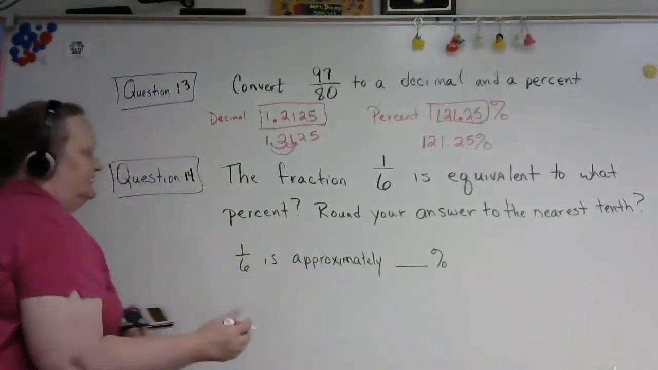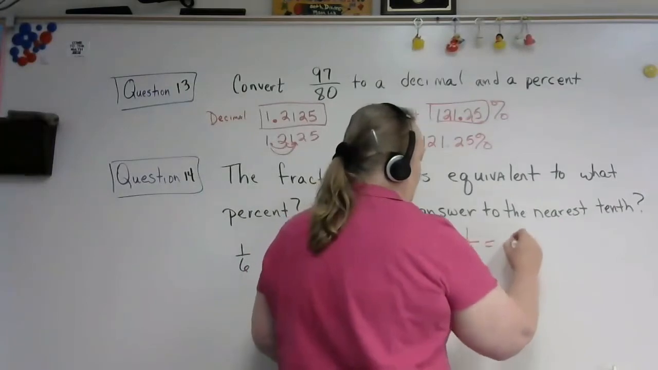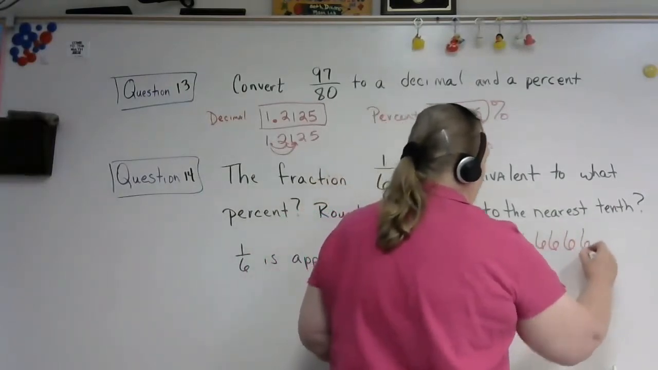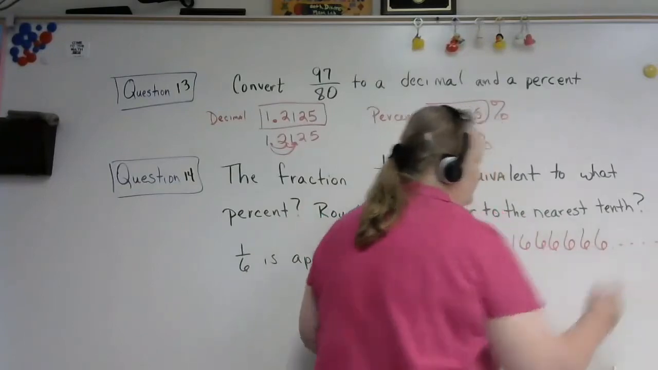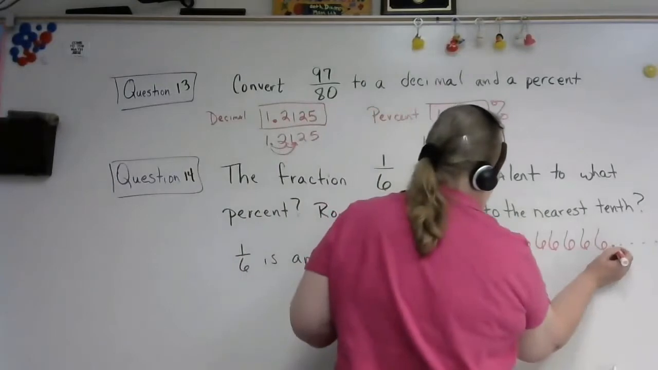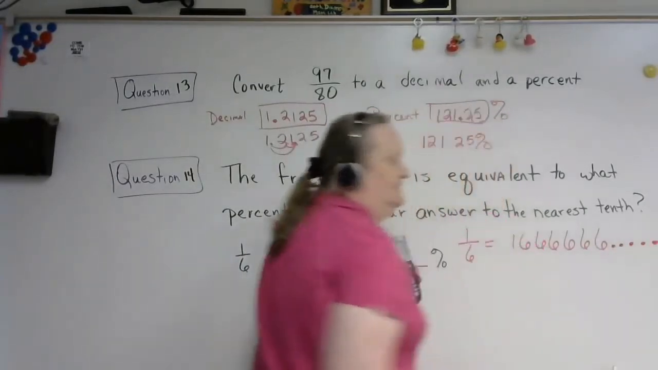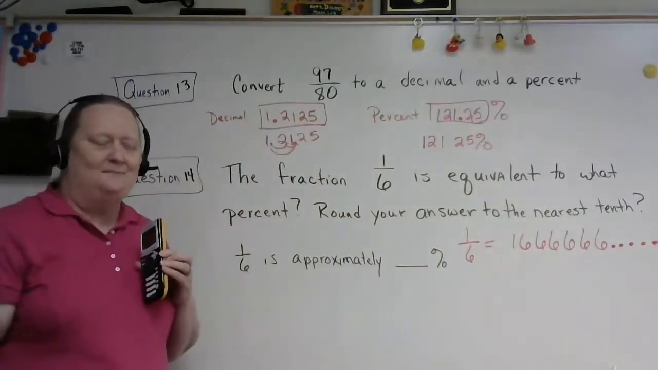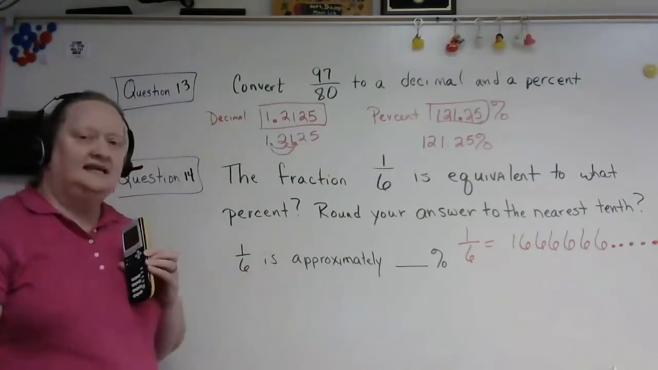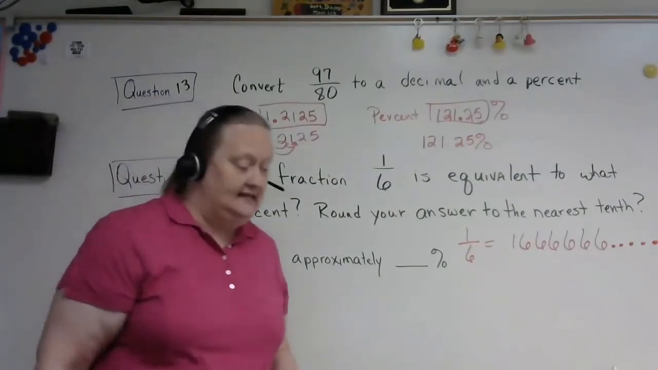So when I get 1/6 and I convert it, it's 0.1, and then the sixes just keep going on forever. So I'm going to write a dot dot dot there. And again, I need to make my dots bigger. Maybe by the time I get to the end of these videos, I'll have learned to do that. So that just keeps going. Now, it wants us to write it as a percent and then round to the nearest tenth.